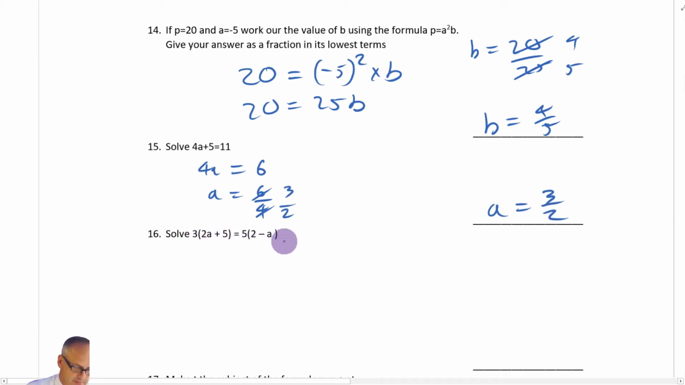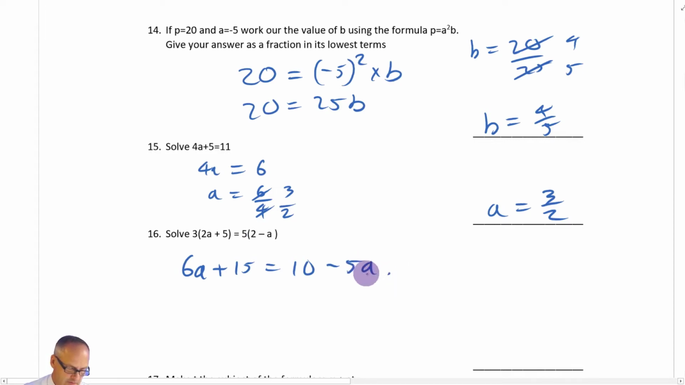Multiplying out the brackets on both sides. Don't always multiply out the brackets when you do this, because sometimes you can just divide out, but 3 doesn't go into 5, so there's no point dividing. So let's multiply out these brackets. We get 3 times 2a is 6a, and we get plus 3 times 5 is 15. 5 times 2 is 10. 5 times minus a is minus 5a.